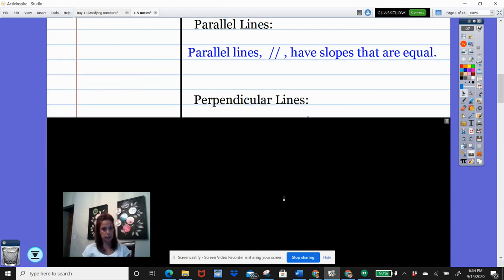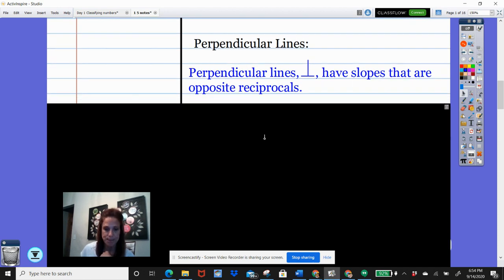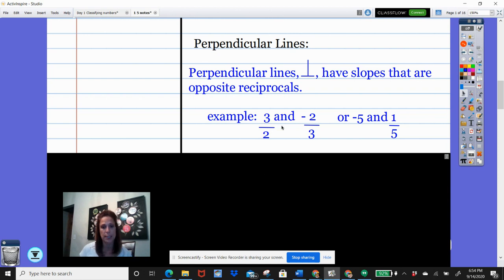Another scenario could be perpendicular lines. So perpendicular lines have slopes that are opposite reciprocals, and sometimes we use this upside down T for perpendicular. So you might not remember what an opposite reciprocal is. If you have the fraction 3/2, the reciprocal will be 2/3. What makes it opposite is the opposite sign. So that means one will have to be positive and the other is negative.